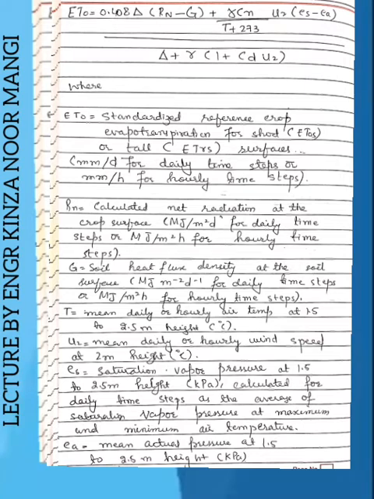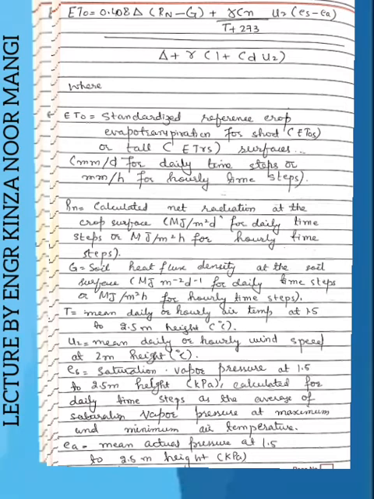For converting this radiation unit, we are multiplying by the 0.408 factor, that 1 megajoule per meter square per day is equal to 0.408 millimeter per day. Because Rn minus G is there, we multiply by this factor to convert the unit from megajoule per meter square per day to millimeter per day. Now let me define all the terms written here.